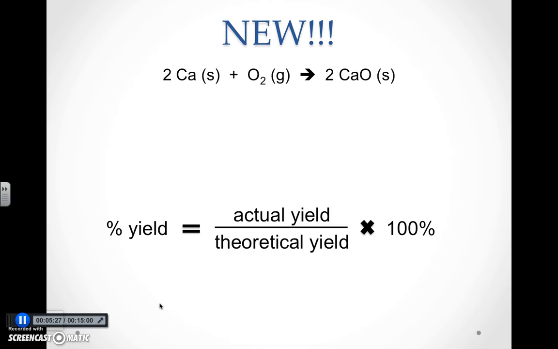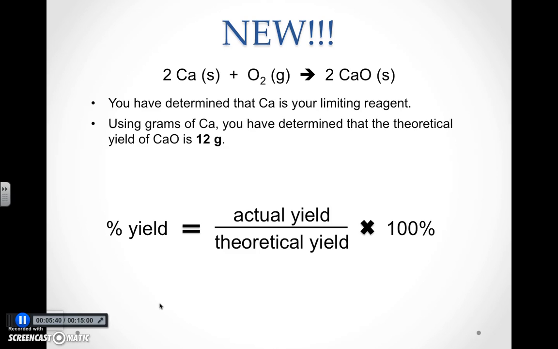But you should be able, if you were given the mass of calcium and the mass of oxygen, to figure out which one is limiting. And let's say you have determined that calcium is your limiting reagent. Well, then, using grams of calcium, you can determine the theoretical yield of calcium oxide. And in this example, we're going to say that you've calculated the theoretical yield of calcium oxide to be 12 grams. Okay, well that's all well and fine on paper, but now you actually carry out this reaction in the lab and you isolate 9.5 grams of calcium oxide. Not quite what you expected.